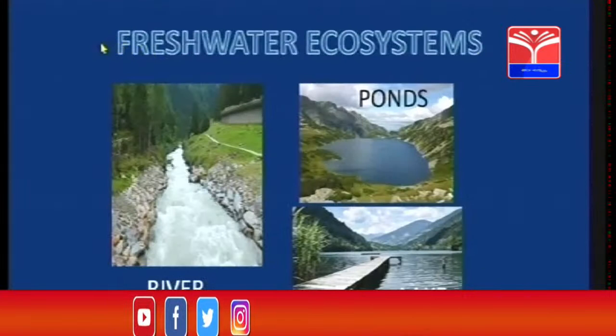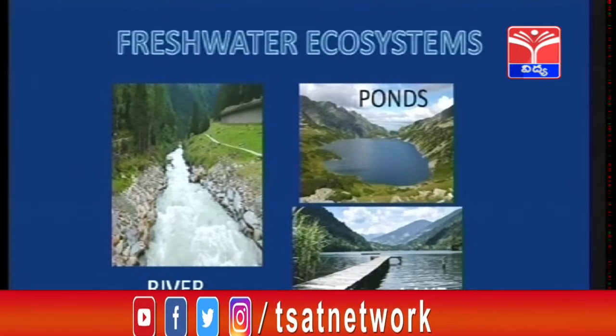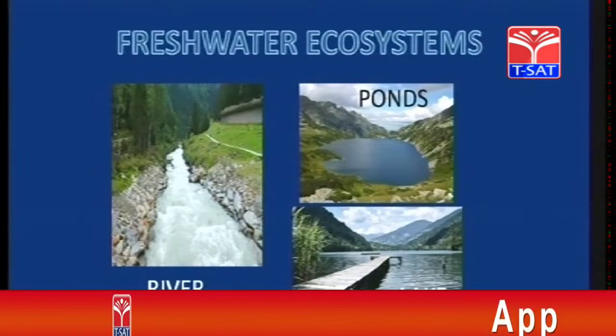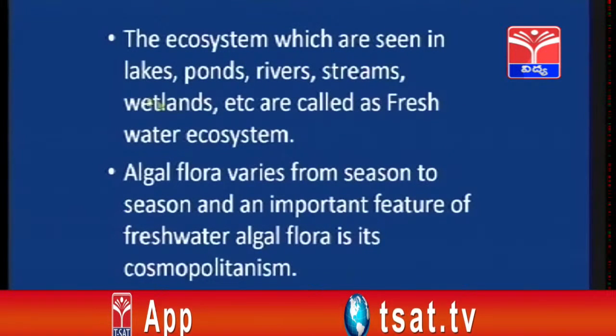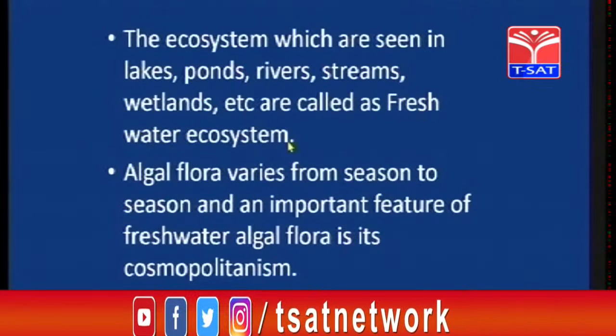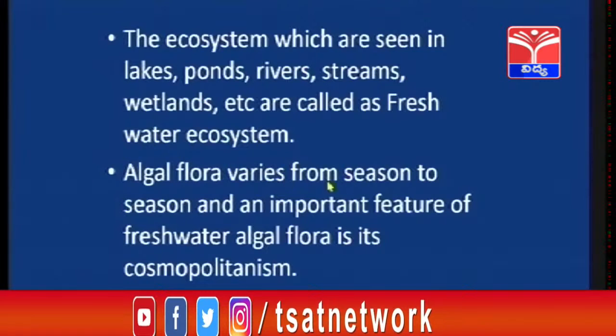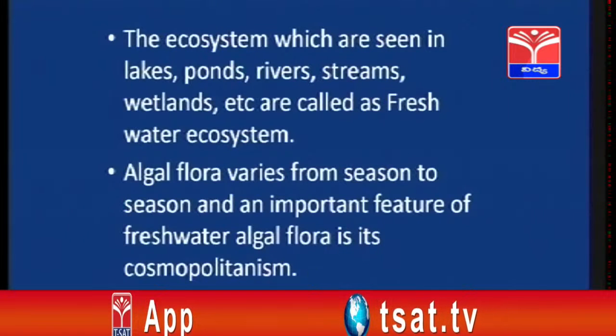So next is the freshwater ecosystem. Children, till now we have seen the marine ecosystem. So let's see the freshwater ecosystem, that is rivers, ponds and lakes. The ecosystems which are seen in lakes, ponds, rivers, streams, wetlands, etc. are called the freshwater ecosystem. Algal flora varies from season to season, and an important feature of freshwater algal flora is that it is cosmopolitan.